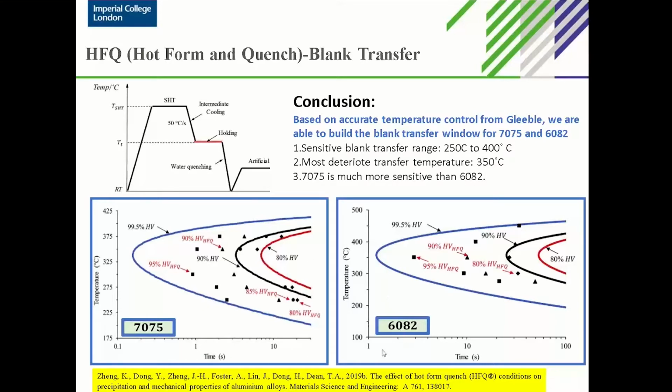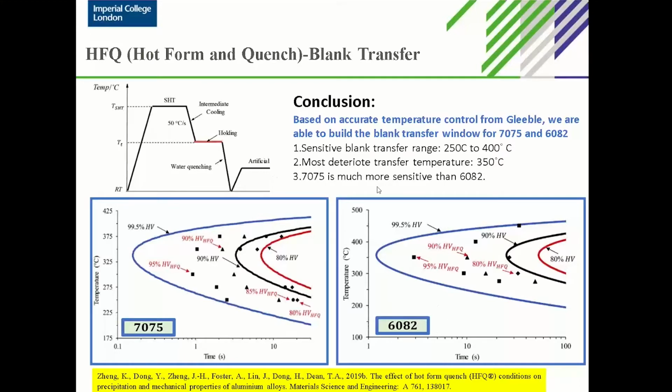But for 6 series, it starts from 1 second. So that means for 1 second soaking at 330, it won't affect much of the mechanical properties. So that means the 7 series is a much more sensitive material that needs more care during the forming process, and is much more sensitive than 6 series aluminium alloy.